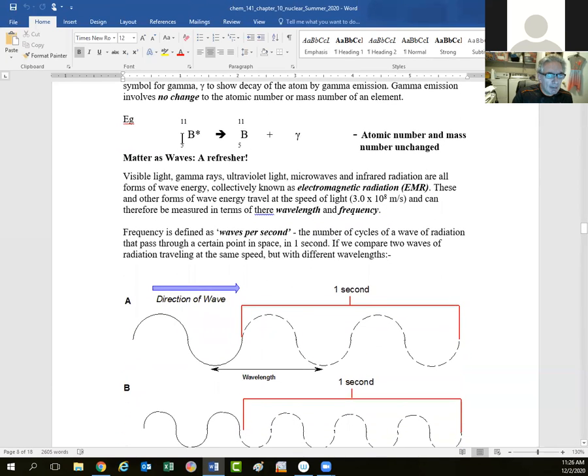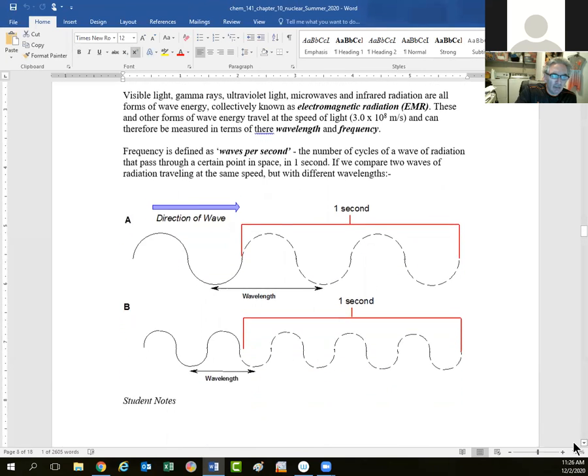So for gamma radiation, we often show the unstable isotope with a little asterisk next to the chemical symbol, which is useful because when it's just pure wave energy being released, there's no change in the number of neutrons, protons, or electrons. So the mass is exactly the same as it was initially, as is the atomic number and the number of electrons. Just a pure release of radiation.